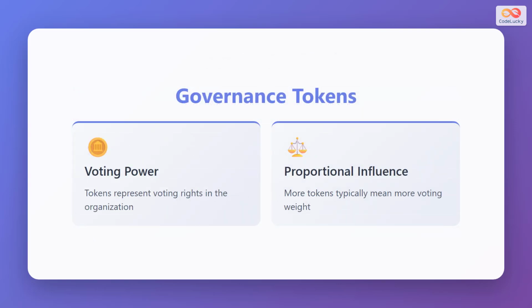Governance tokens are the backbone of DAO decision-making. These tokens represent voting rights in the organization, giving holders the power to influence its direction. The more tokens someone holds, the more voting weight they typically have in proposals. This creates a proportional influence system where members with larger stakes have correspondingly larger say in decisions. Governance tokens can often be bought, earned through contributions, or awarded to early participants, allowing various paths for members to gain influence in the DAO.